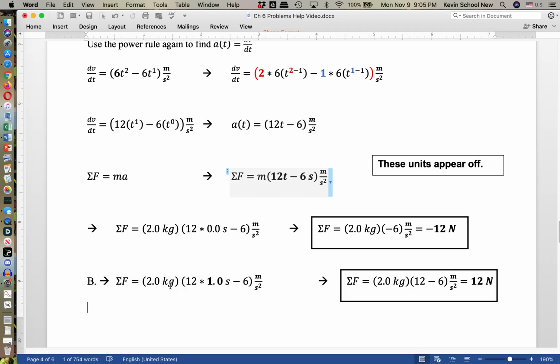And I'm going to do 2 times 12, the quantity 12 times 1 minus 6. So I get 2 times 12 minus 6, or 6, positive. So I get 2 times positive 6. That gives me a positive 12. So in between 0 seconds and 1 second, this force changed directions. The net force changed directions. And so those are my 2 answers to 35.